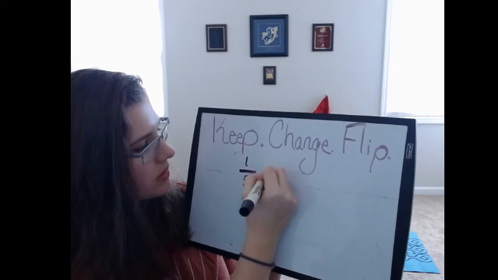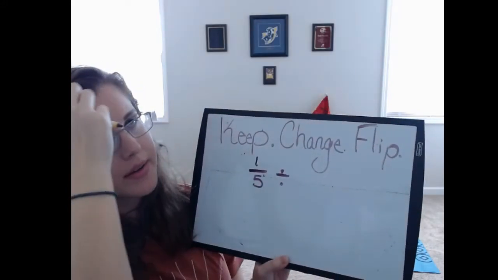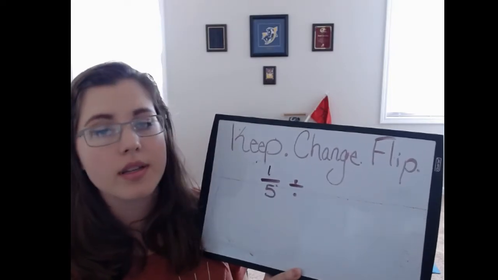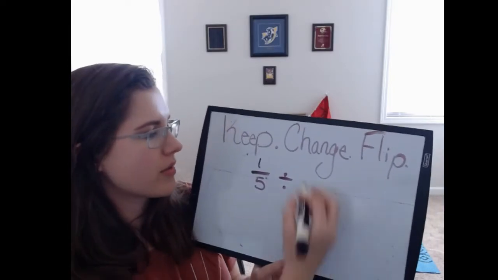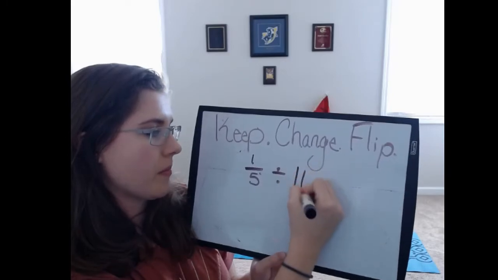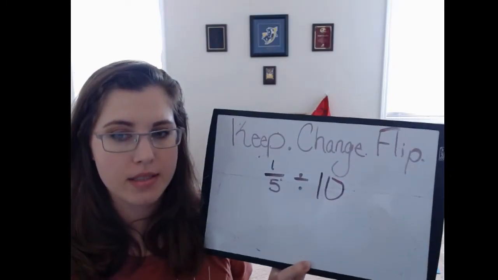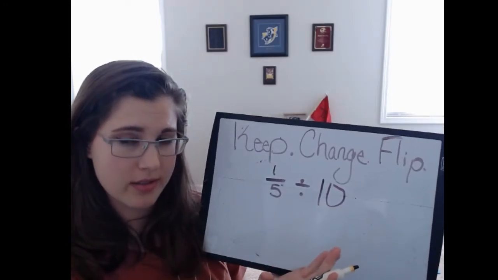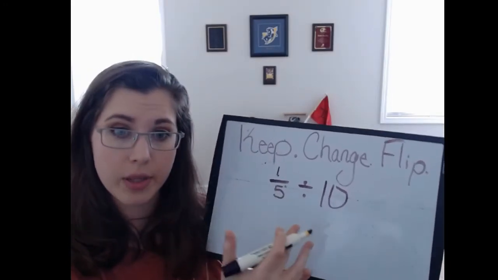1/5 divided by, let's come up with something easy. Let's do 1/5 divided by 10. Yes, that's a 10. So just because there's a whole number there doesn't mean you still can't flip it.